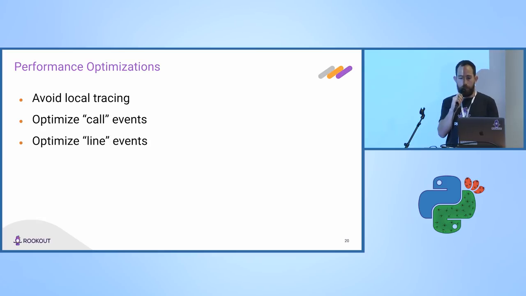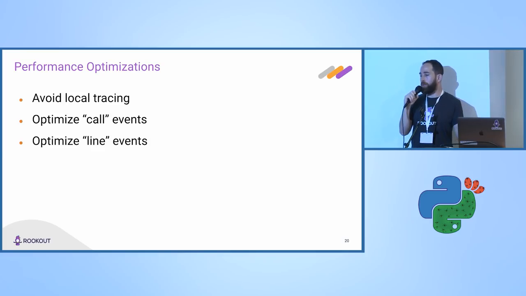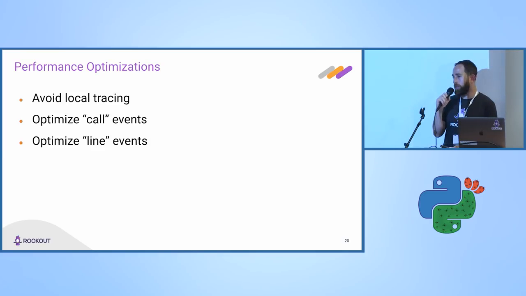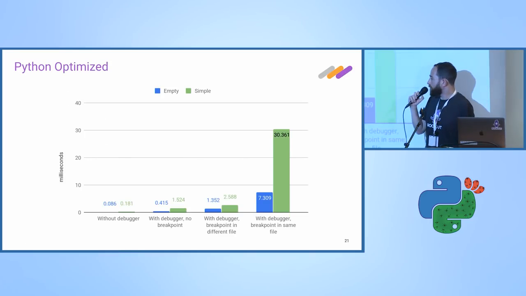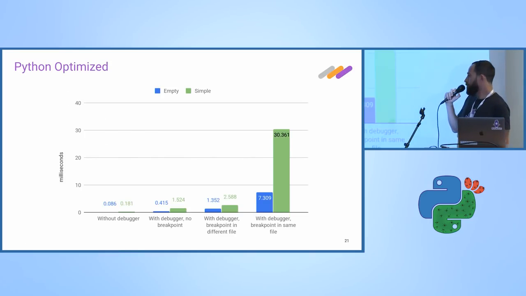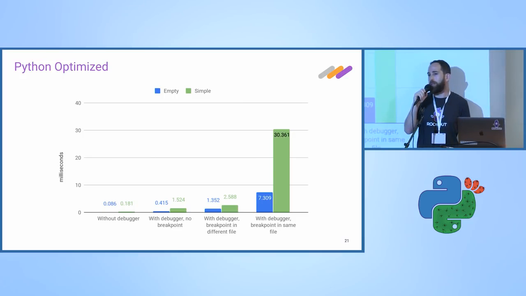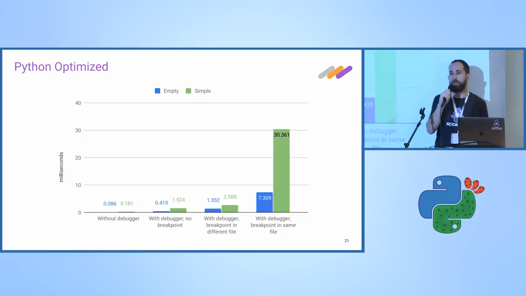And last but not least, optimize the line events. When we are local tracing, line events are the most common, so make it as fast as possible. We went ahead and forked BDB, deleted a whole bunch of unused features, optimized for the hot path, and this is what you've got. It's obviously a lot better, but still not quite there. How many of you are familiar with Cython?